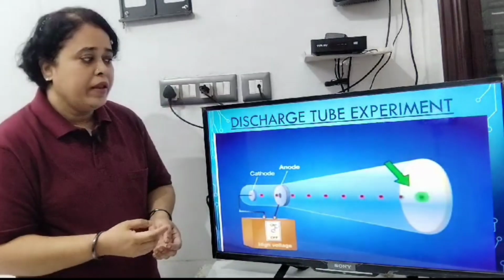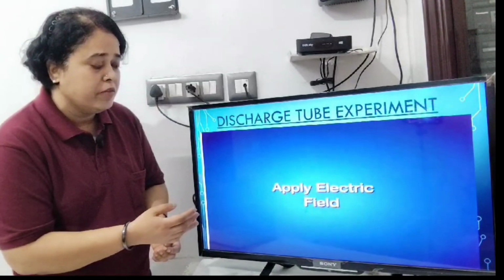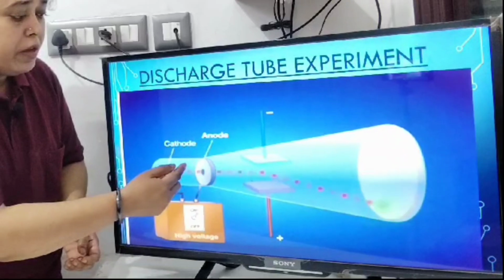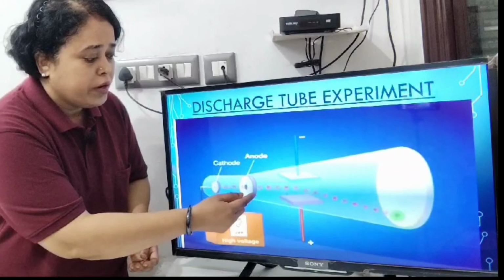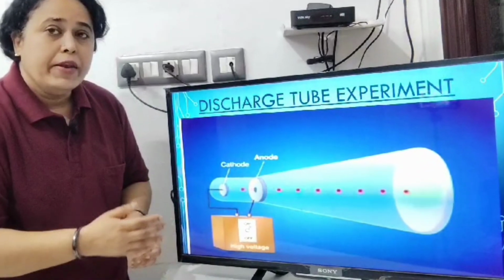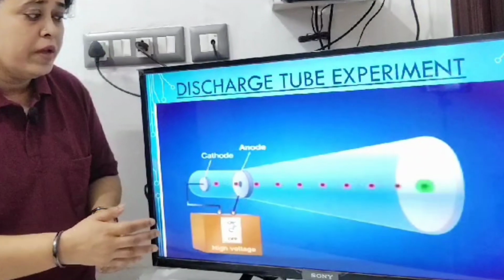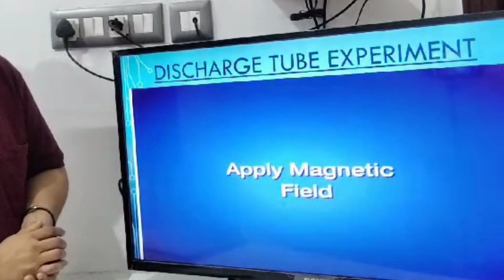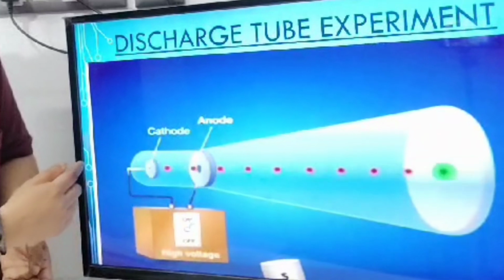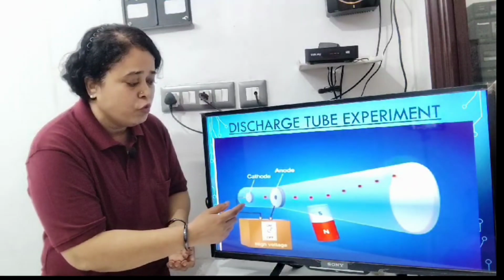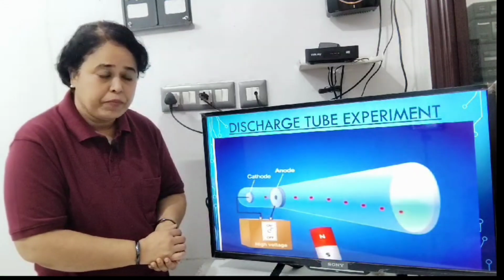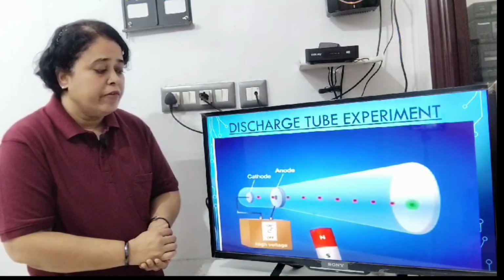Now when an electric field is applied across the discharge tube, these negatively charged particles are deflected towards the positive plate, confirming that cathode rays consist of negatively charged particles known as electrons. On applying a magnetic field across the discharge tube, the cathode rays show deflection according to the direction of the external magnetic field.